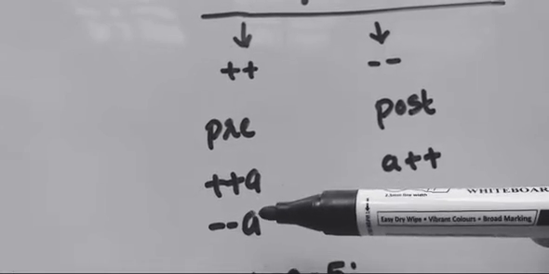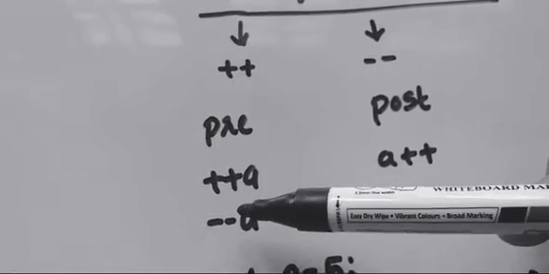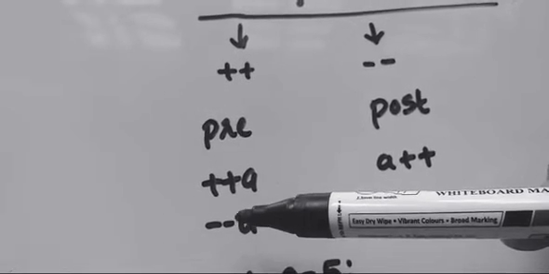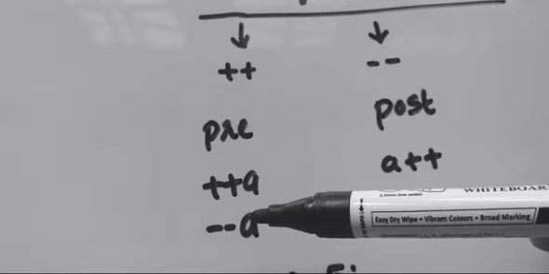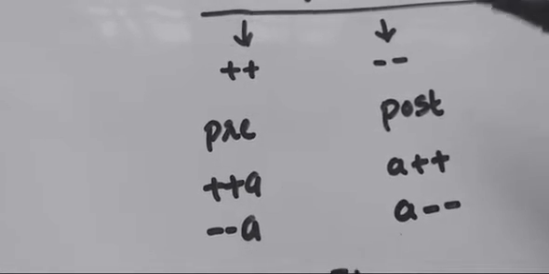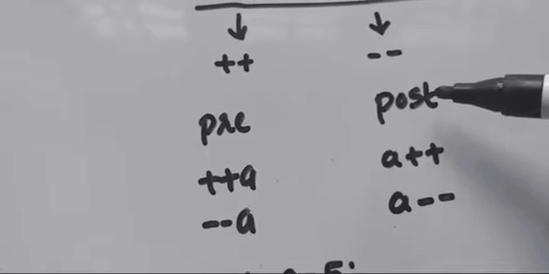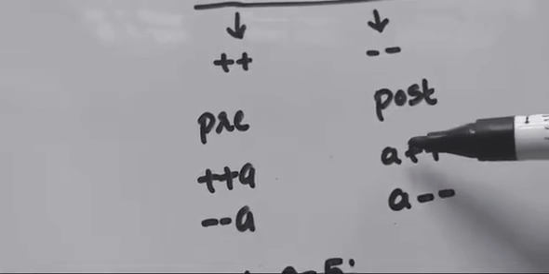Similarly, before the variable a, two minus symbols come. So what is the meaning of minus minus? It is a decrement operator. So what type of decrement is it? It is a pre-decrement operator. Similarly, there are post-decrement and post-increment also.